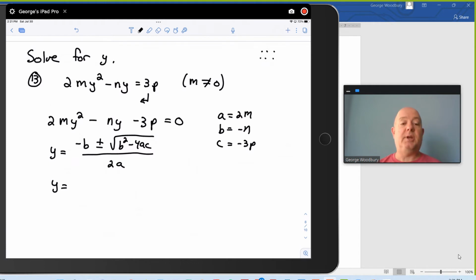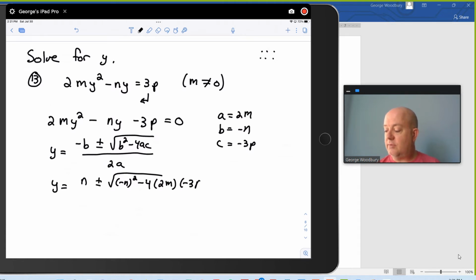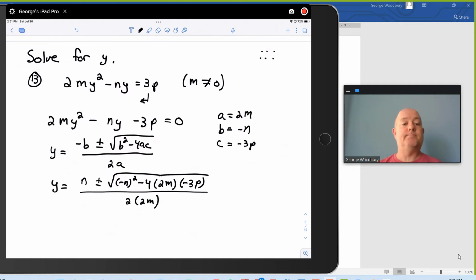The opposite of b, well, b is negative n, so the opposite of negative n is n. Plus or minus square root of negative n squared. By the way, when we square that, a negative times a negative is positive. That negative sign is going to disappear. Minus 4 times a, which is 2m, times c, which is negative 3p, all over 2a, which is 2 times 2m.